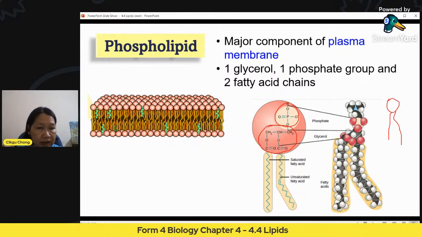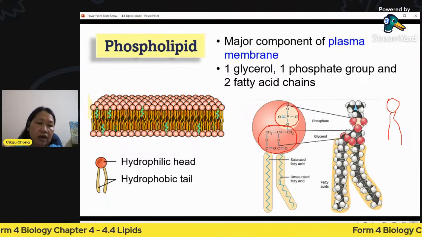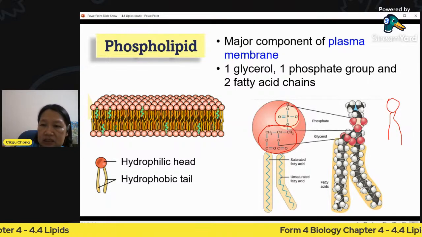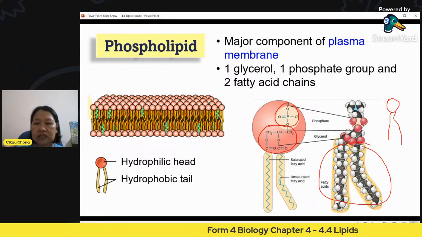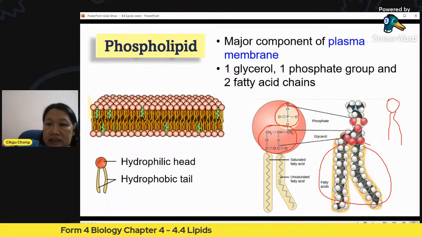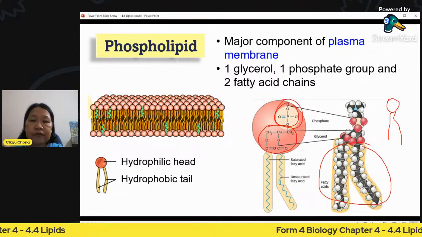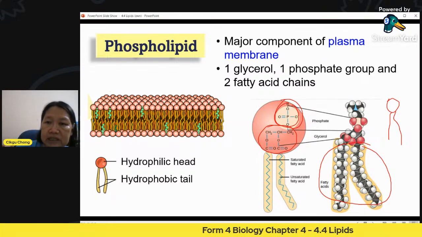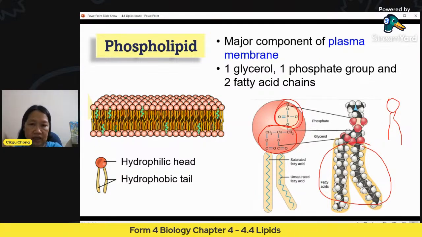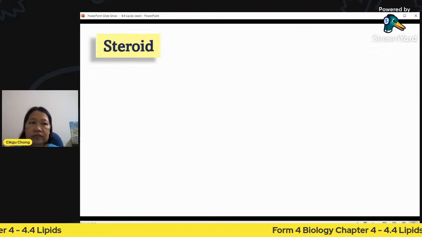So this is your phospholipid, right? Now, a hydrophilic head and a hydrophobic tail. Because this fatty acid is not soluble in water, it's hydrophobic. Whereas the head here, phosphate, is soluble in water. So that's why we call it the hydrophilic head. Water will be attached. Water can easily attach onto this phosphate group. Okay, right, phospholipid. Last group will be steroids.